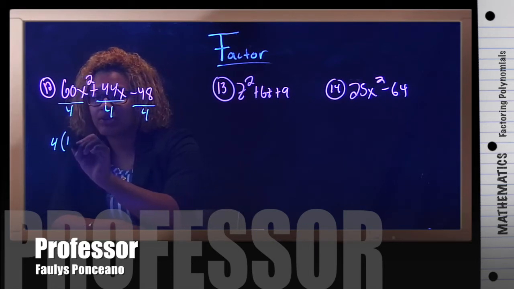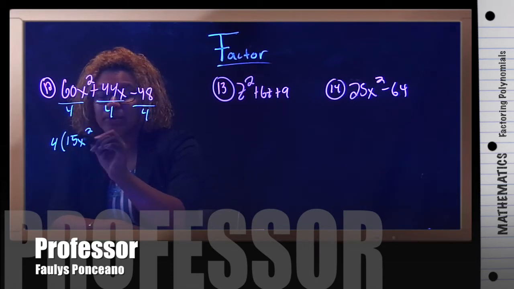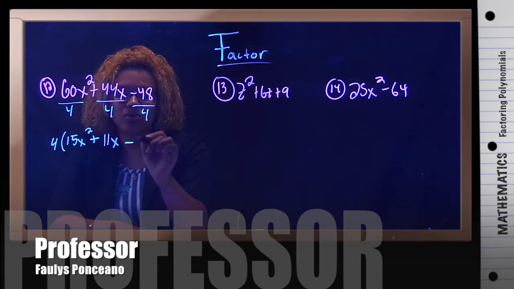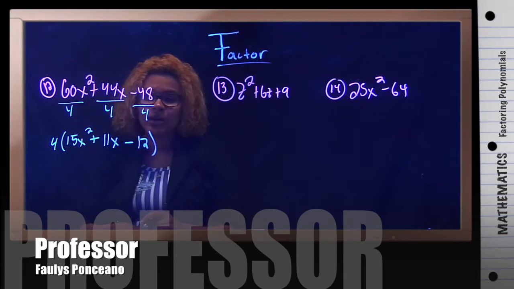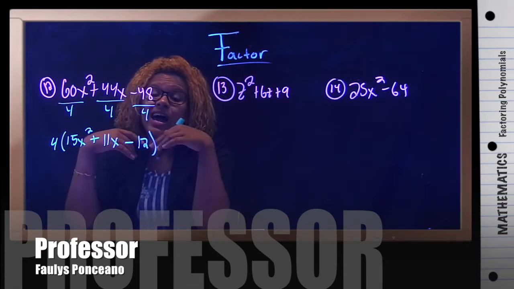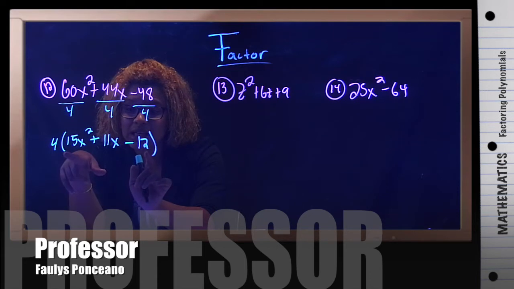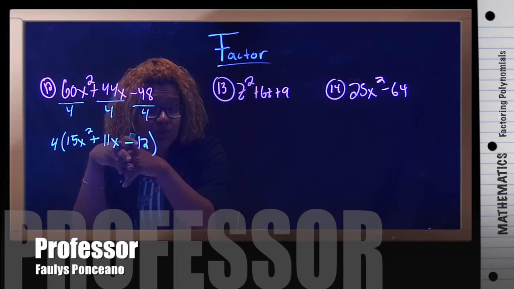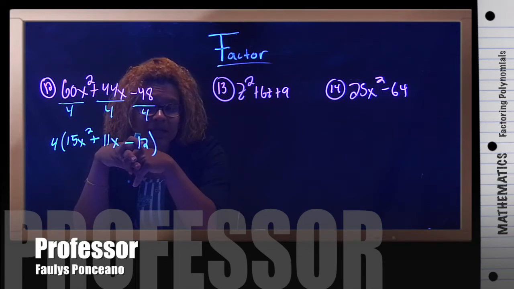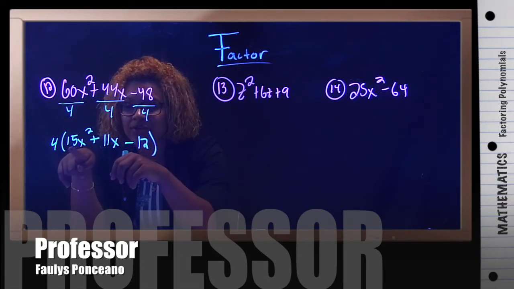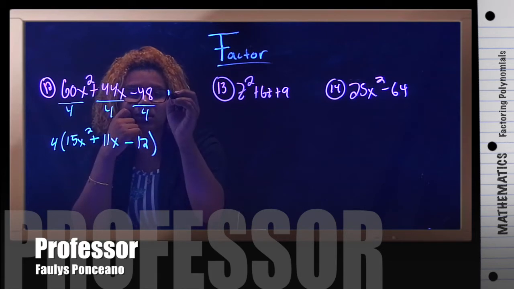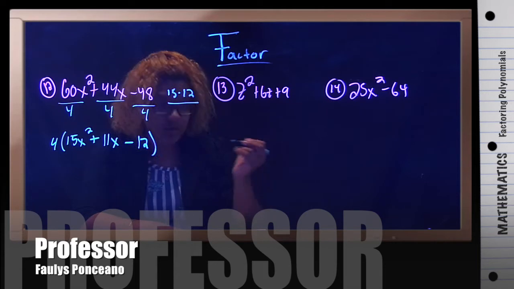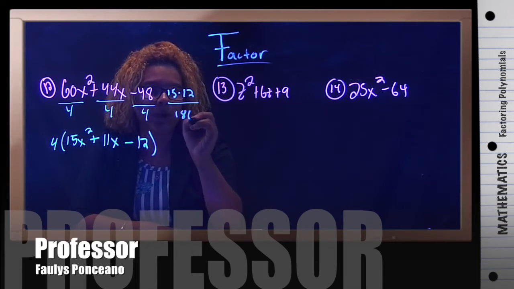60 divided by 4 gives you 15x squared, plus 11x minus 12. Then you have to ask yourself, how many terms? Inside here, there are 3 terms, so you want to factor by grouping using the AC method. So you're going to say 15 times 12, and that gives you quite a large number, 180.